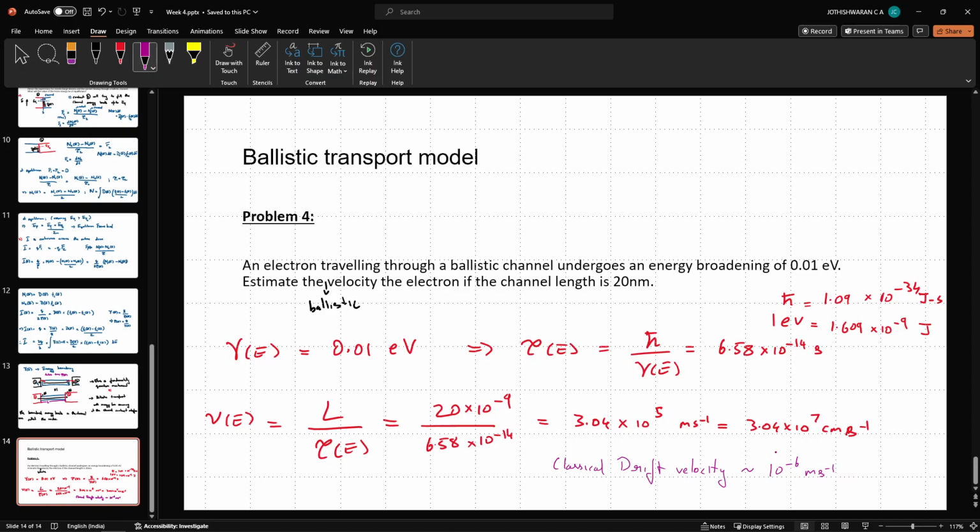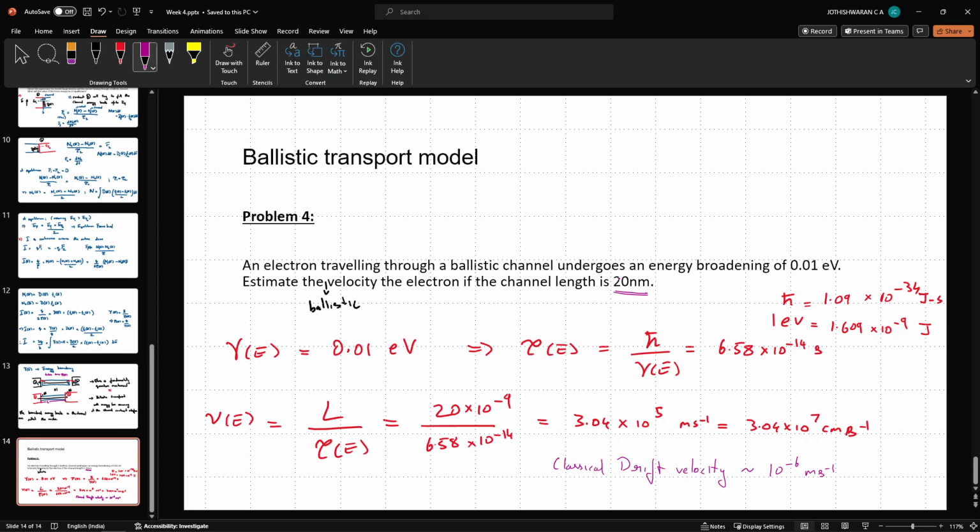But we should remember that this perceived high velocity is over only 20 nanometers. It is a very small length. This drift velocity is for conductors that are meters, even kilometers long. So in that case, this drift velocity is a valid value. But it's not like the electron is traveling with this velocity through macroscopic scales. We can treat the electron as having this ballistic velocity only if the channel length is this small.